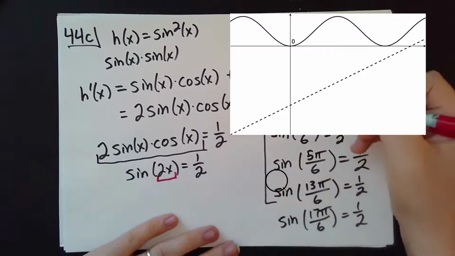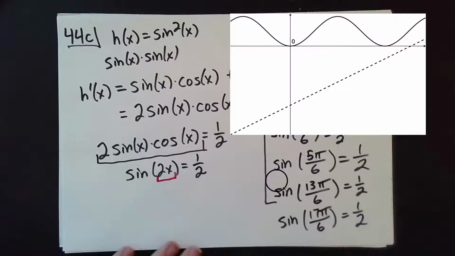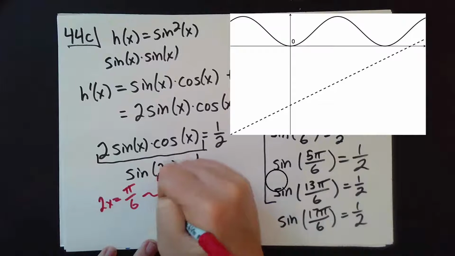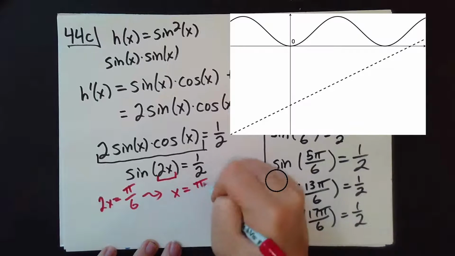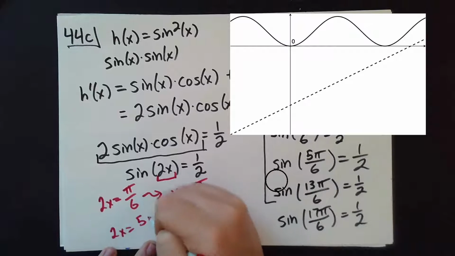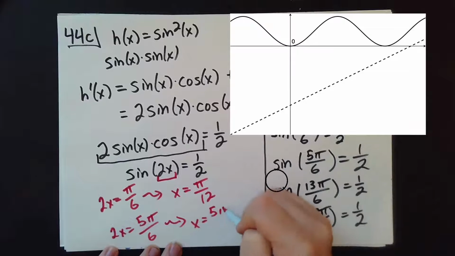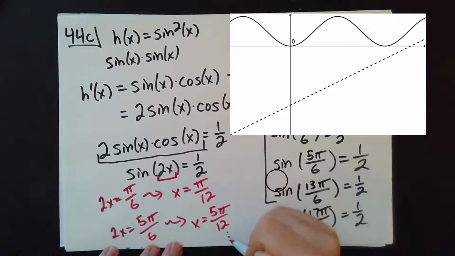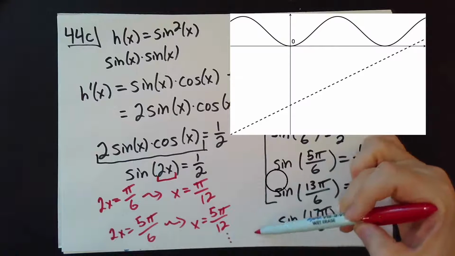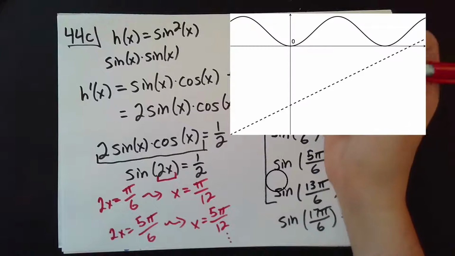Well, I know the things I now want to put into sine, so I just solve 2x equal to each of these things. So I solve, for example, 2x equals pi over 6, and that will give me x equals pi over 12. 2x equals 5 pi over 6, and that will give me x is 5 pi over 12. Okay, and so on for each of these. And that'll give me the x coordinates, and then to get the y coordinates, I just go ahead and plug these things back into the original function.